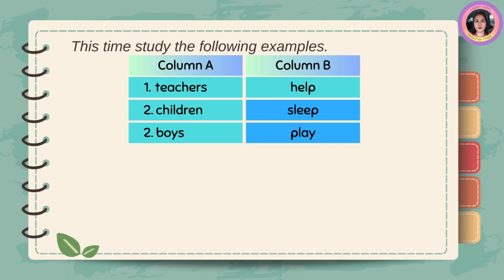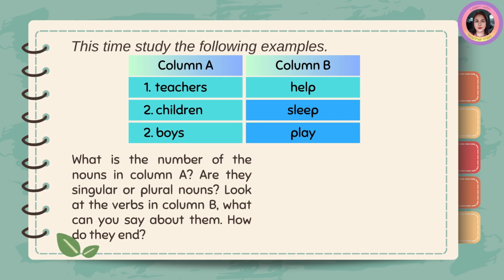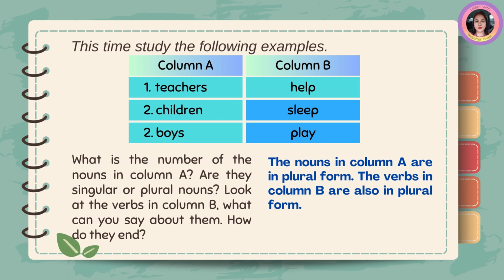This time, study the following examples, column A and column B. Teachers help, children sleep, boys play. What is the number of the nouns in column A? Are they singular or plural nouns? Look at the verbs in column B. What can you say about them? How do they end? The nouns in column A are in plural form. The verbs in column B are also in plural form.